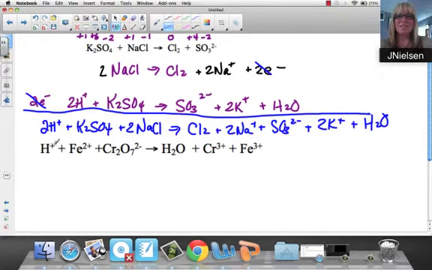So here I have a plus charge on the H, a plus 2 on the Fe. I've got a negative 2 here, negative 14, but this is a negative 2 charge, so this is going to be plus 6, negative 2, plus 1, plus 3, plus 3. So let's look at what's going on here. I've got Cr2O7 going to Cr3+.